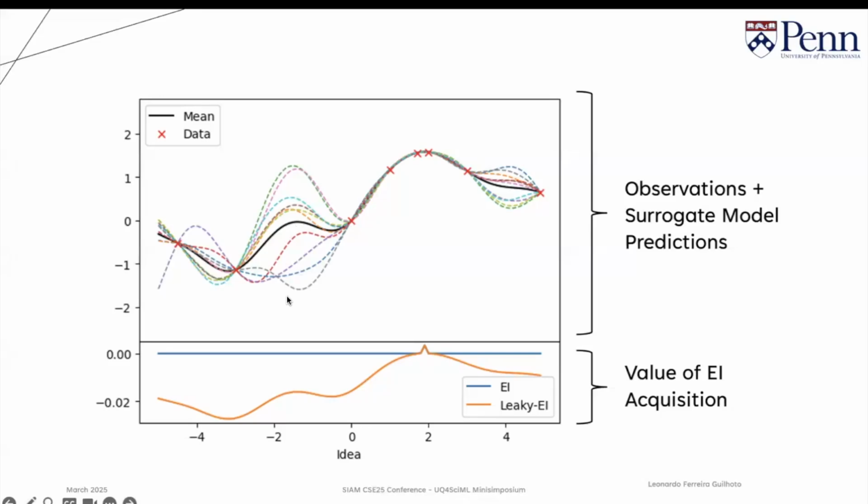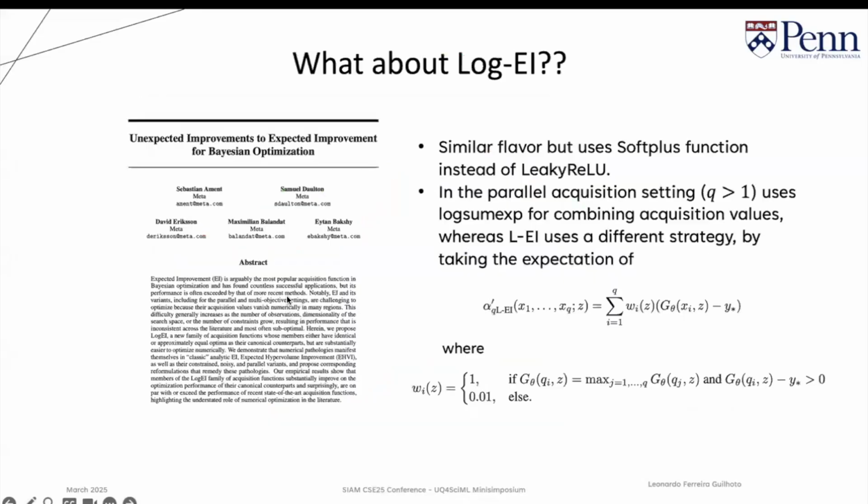So if you've heard about this problem before, you may be wondering to yourself, what about the log expected improvement? This is another acquisition function from this paper, "Unexpected Improvements to Expected Improvement," that was authored by some researchers at Meta's adaptive experimentation team. And they also address largely the same problem. These both works were done around the same time. And they both try to address this problem that expected improvement in practice is hard to optimize.